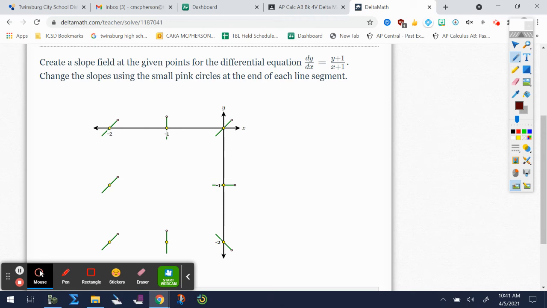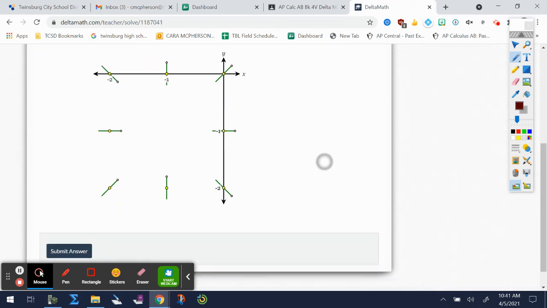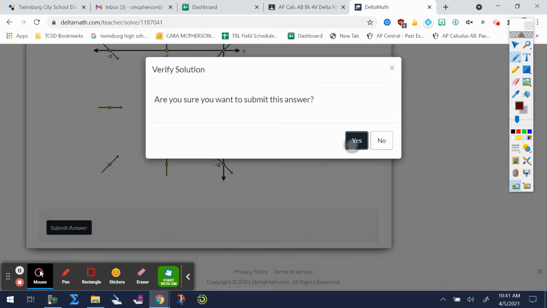-2, 0 would be a -1 on top and a +1 on bottom. So that's a -1 slope. There we go. And then -2, -1 is going to give me a 0 slope on top. So 0 divided by anything is going to be 0. Oh, there we go. And then finally, -2, -2 is going to give me a -1 over -1, which is a +1 slope, which is perfect. So now I'm going to submit my answer.